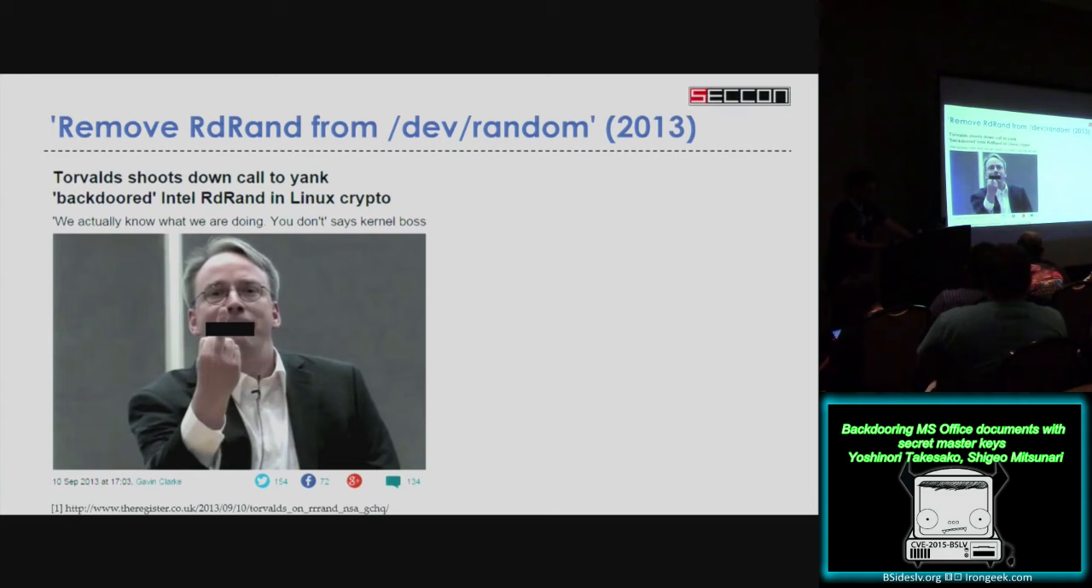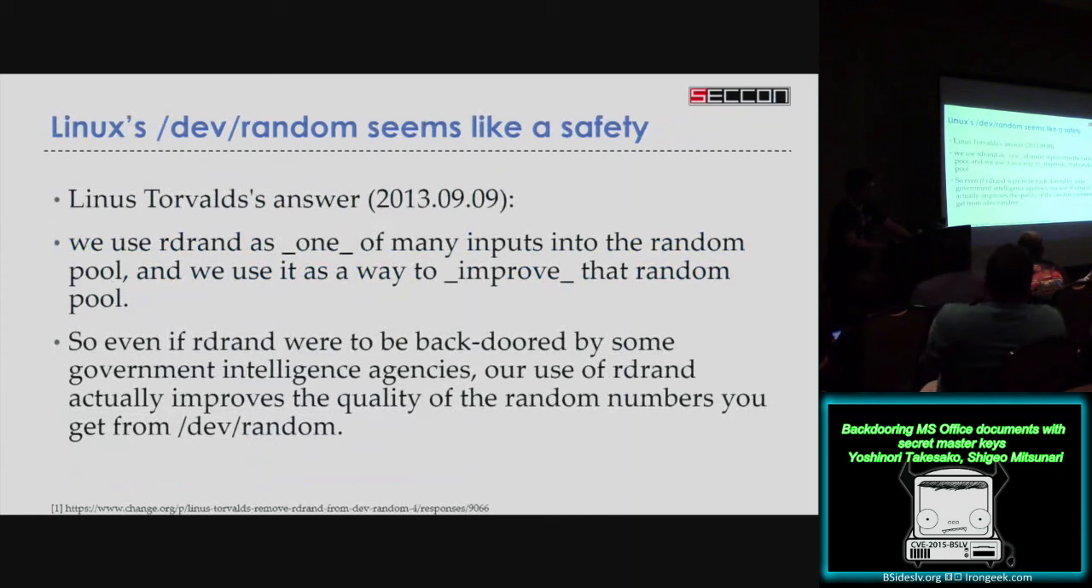Linus Torvalds' answer is very short. We use RDRAND as one of the many inputs into the random pool, and we use it as a way to improve that random pool. So even if RDRAND were to be backdoored by some government intelligence agencies, our use of RDRAND actually improves the quality of the random numbers you can get from /dev/random. So Linus' /dev/random seems like the safer option. I think so, because we can get the source code of Linux, and binaries can be verified on your own machines.